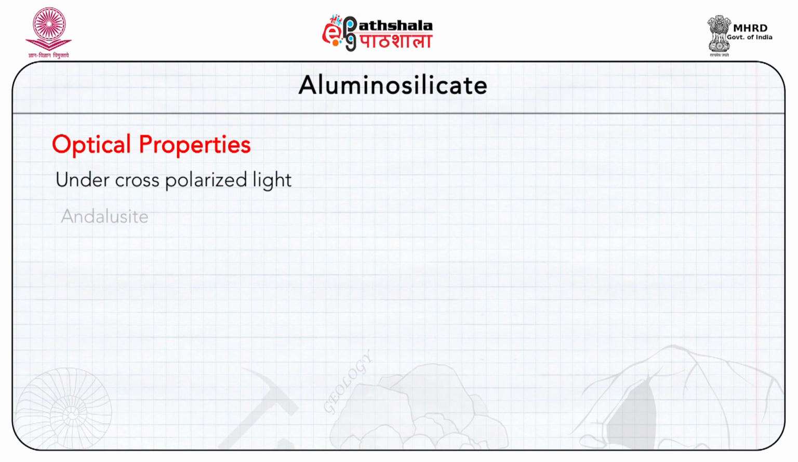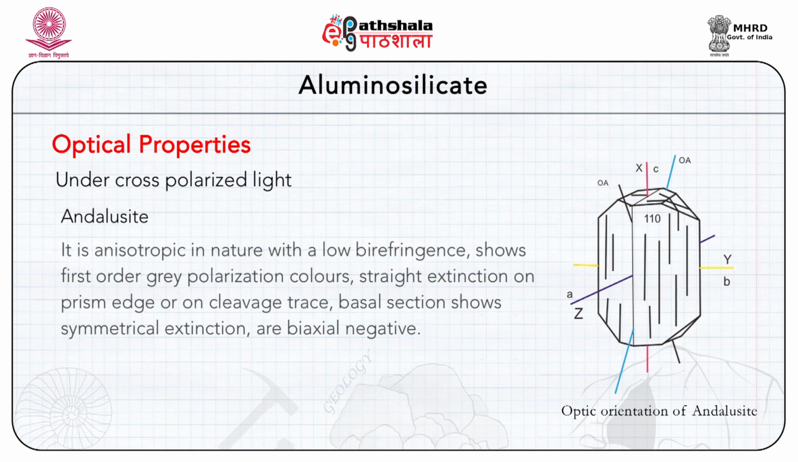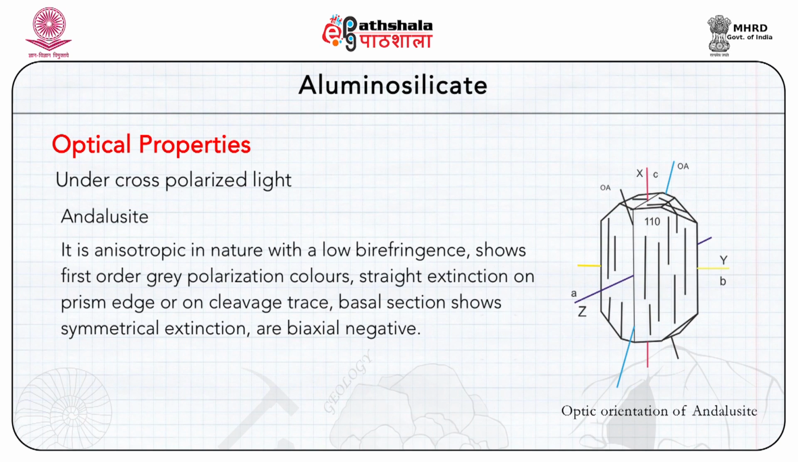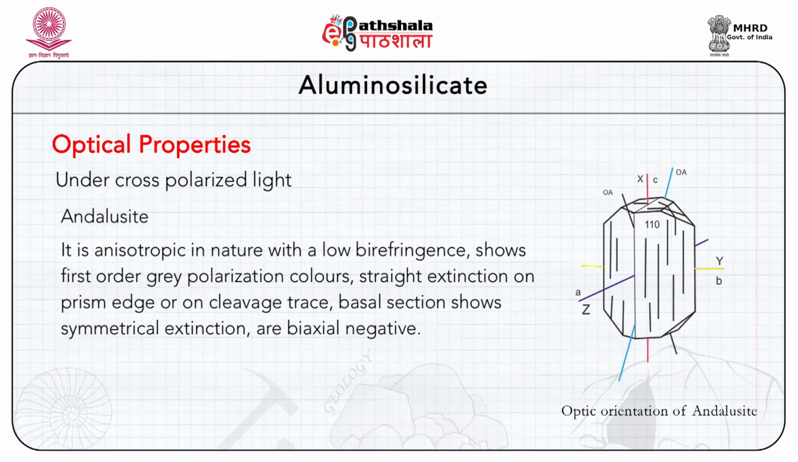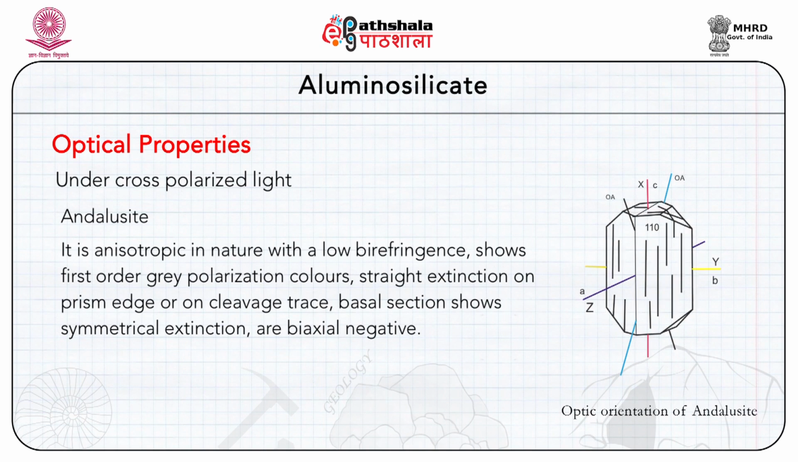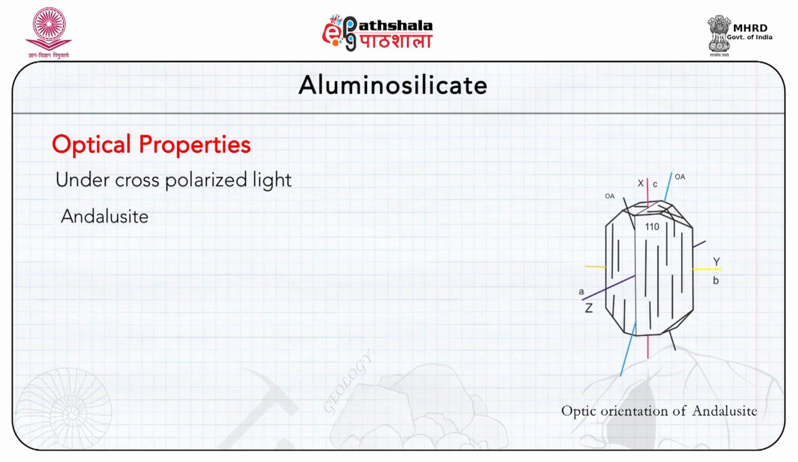Then we have the optical properties of Andalusite. It is anisotropic in nature with a low birefringence, shows first order gray polarization colors, straight extinction on prism edge or on cleavage trace. Basal section shows symmetric extinction, and it is biaxial negative in nature.